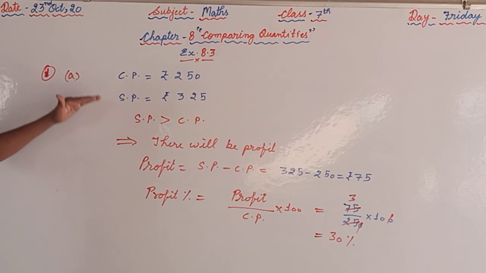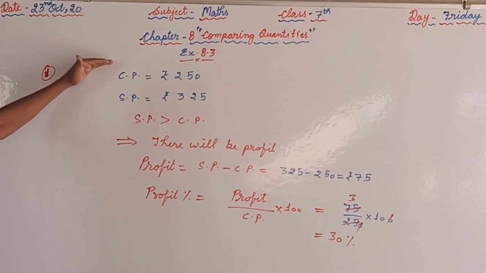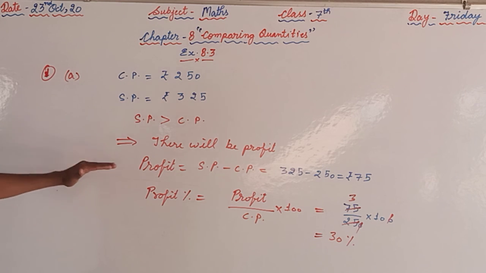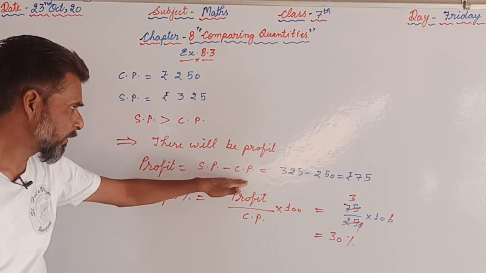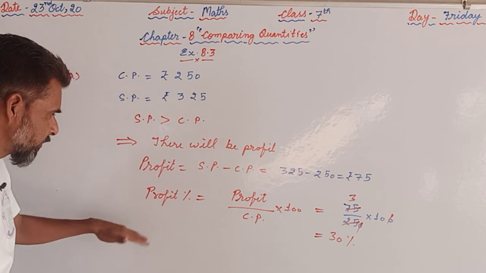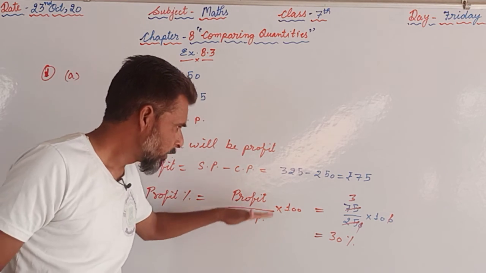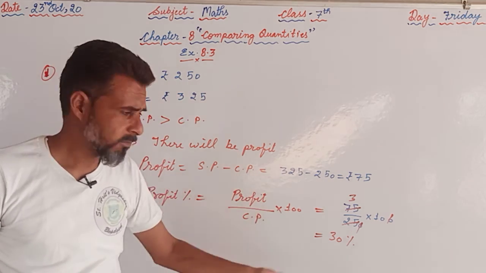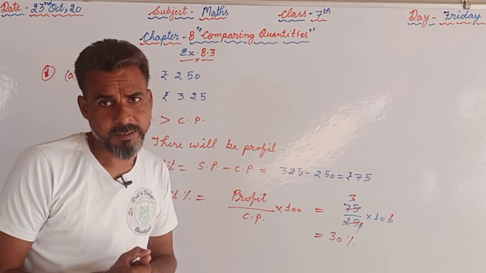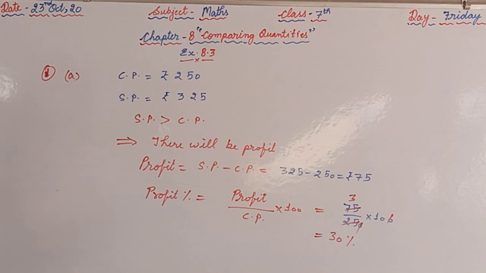So in this question we are supposed to find the profit and the profit percent. In this first part, the SP is greater than CP, that's why there is a profit, and we have calculated the profit by subtracting CP from SP, that is 75 rupees, and afterwards we have calculated the profit percent using the formula profit upon CP into 100, and that is 30%. If there is a loss, then we are supposed to find the loss percent as well. So 4 parts are there. I hope that you have understood.